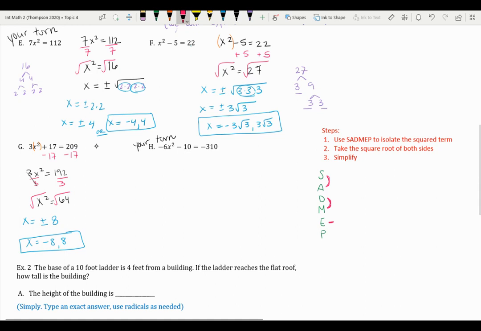The first thing I need to do, again, is add or subtract. So I'm always going to look to add or subtract first when I am solving, trying to get x squared by itself. So I have minus 10. I'm going to add 10. Negative 6x squared equals negative 310 plus 10 gives me negative 300.